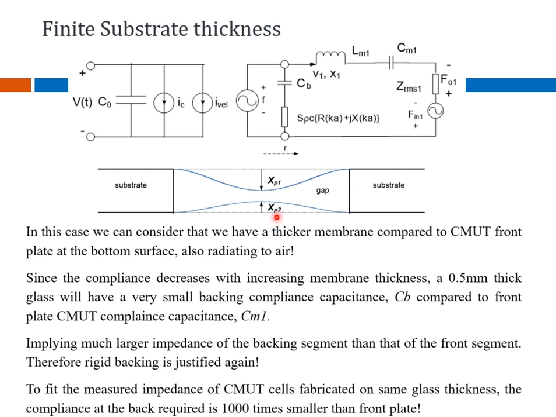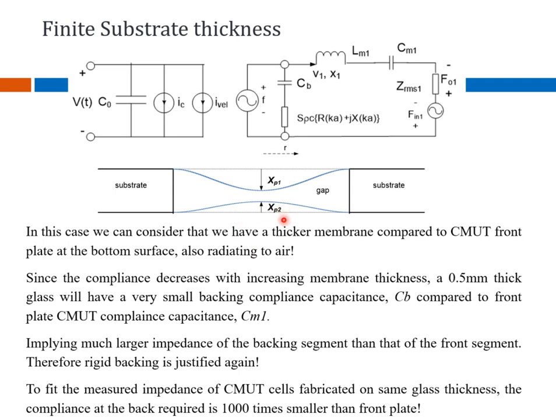XP2, for example, represents the displacement at the backing. XP1 is the usual displacement at the front, and you can see XP2 is smaller, which represents that the solid backing is harder to move, and you will have smaller displacements at the backing. But it acts like a bilateral CMUT, which is radiating into both the spaces, front and back. So in this case, we can consider that we have a thicker membrane compared to the CMUT front plate at the bottom surface, which is also radiating to the air.